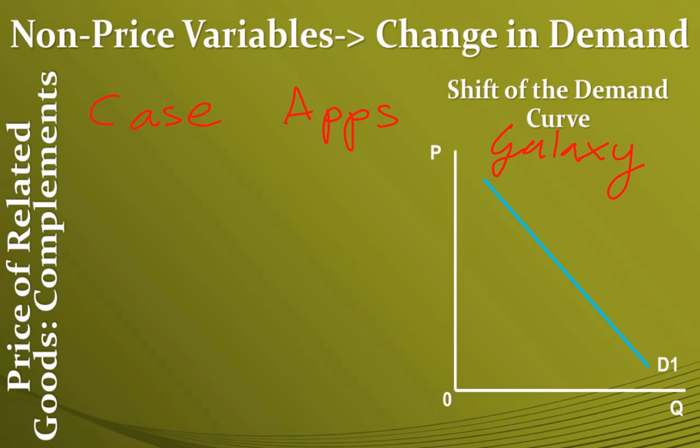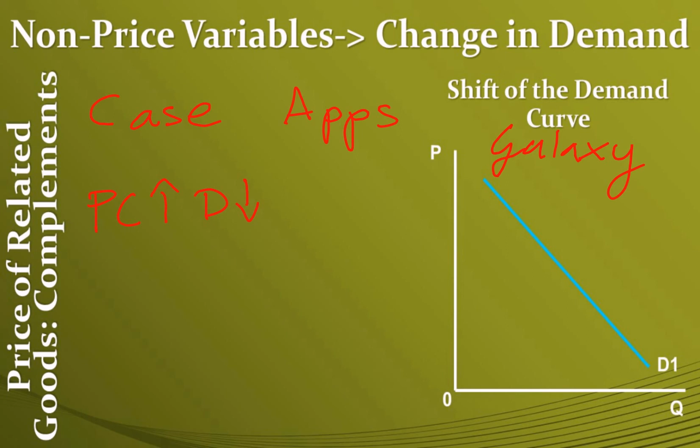Now imagine that the price of cases were to go up. Let's say the price of the telephone will stay the same. That relation is the same. The quantity stays the same. But if the price of cases were to go up, the price of a complement goes up, what would happen to the demand of Galaxy phones? If the cases for Galaxy phones went up, the demand for Galaxy phones would go down.